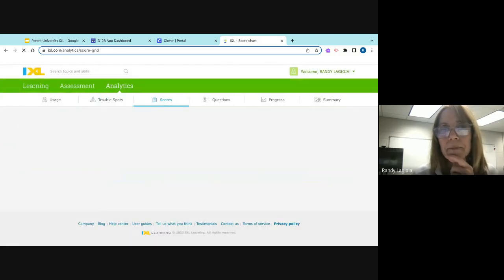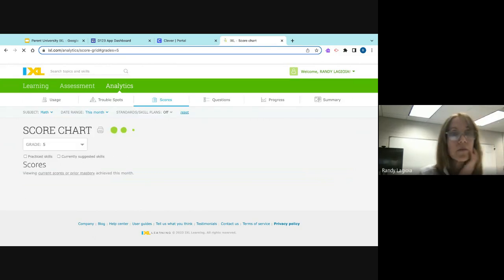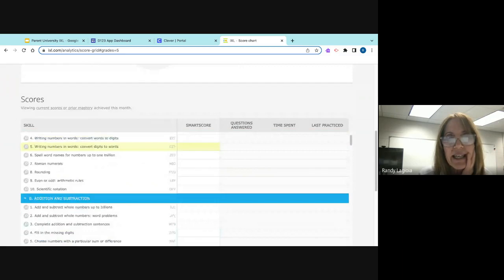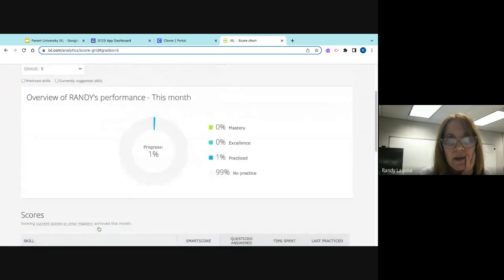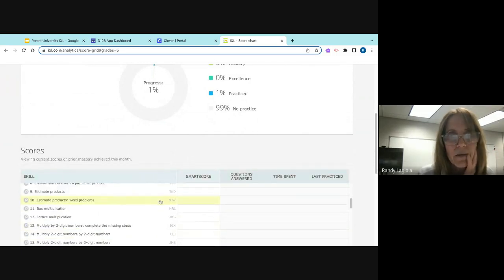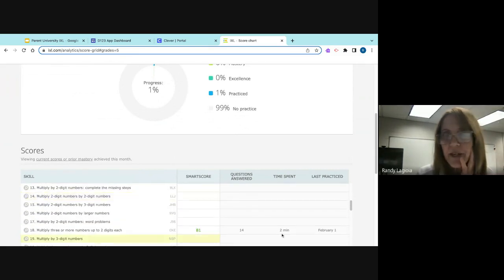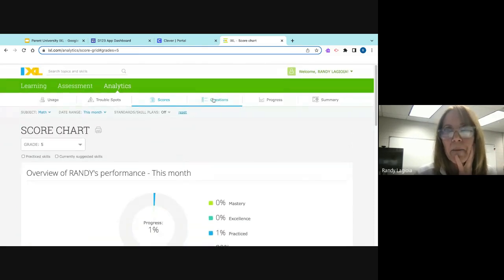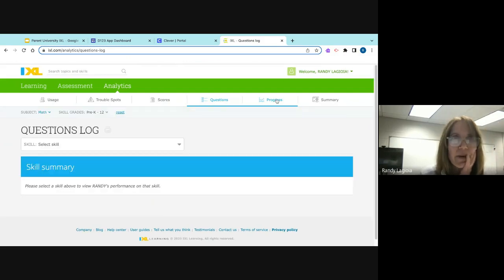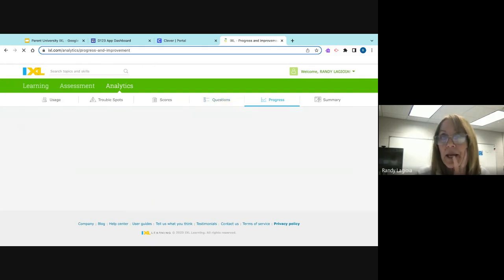Scores. This gives you some additional information by skills that were practiced. It outlines what specific ones were there. You can see the numbers that are going to come up when that particular skill was practiced. There's question types. Sorry, it's going a little bit slow. These skill summaries are going to be linked to a skill plan. And then progress.